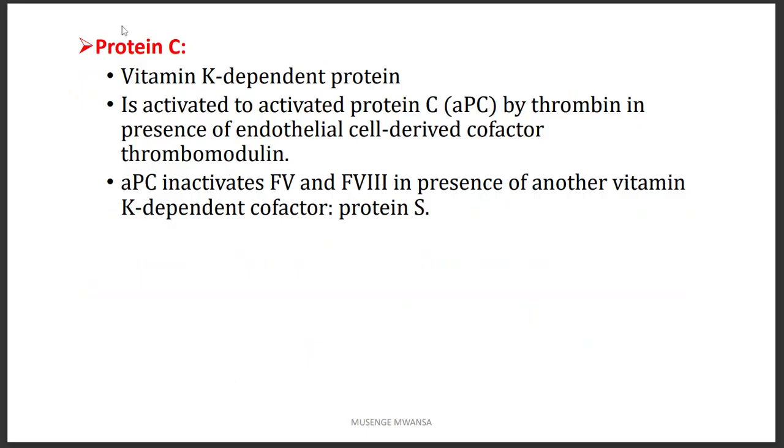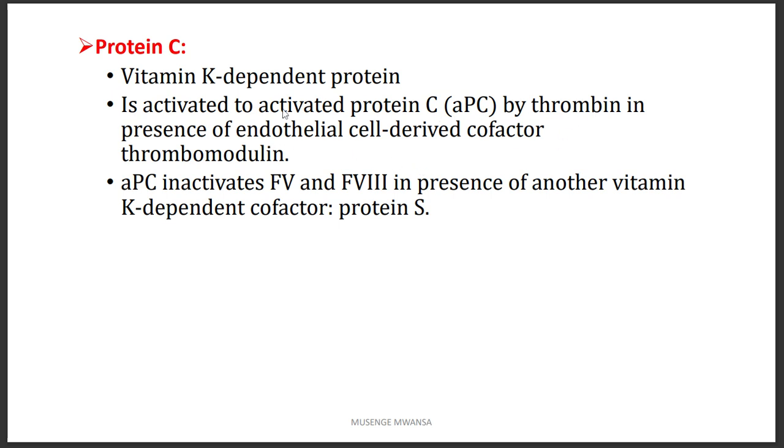We also have protein C. Now, protein C is a vitamin K dependent protein. This protein is also going to be activated to activated protein C, which is APC. A is just activated. So it is going to be activated by thrombin. We know that thrombin is the same protease which does convert the fibrinogen to fibrin. So it's the one which is also activating protein C.